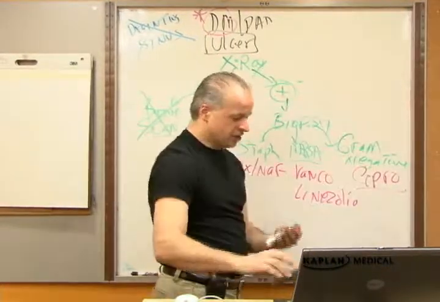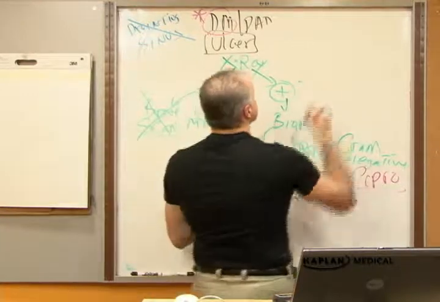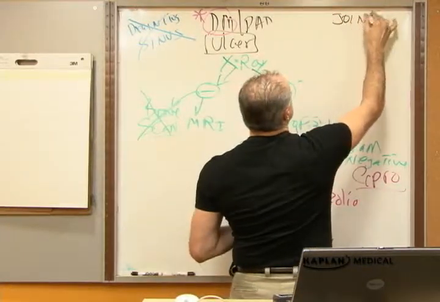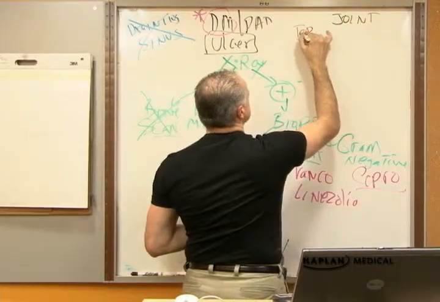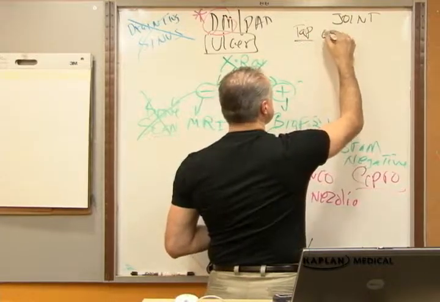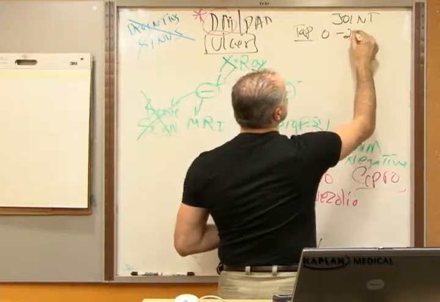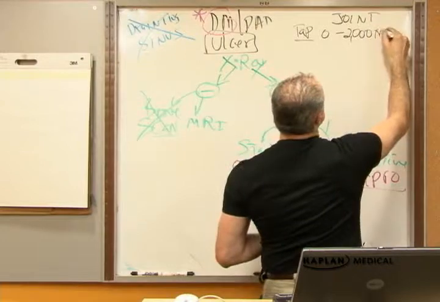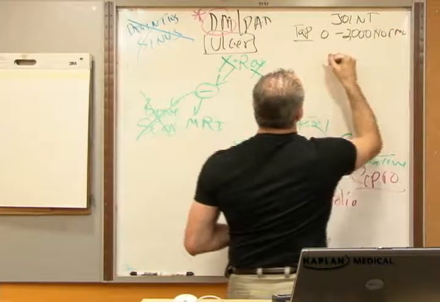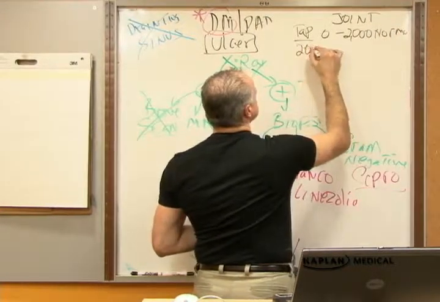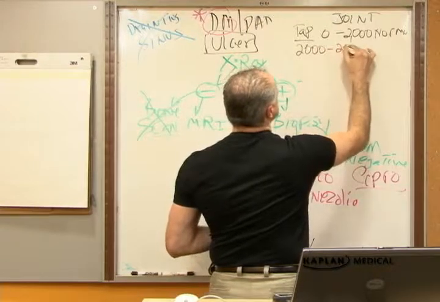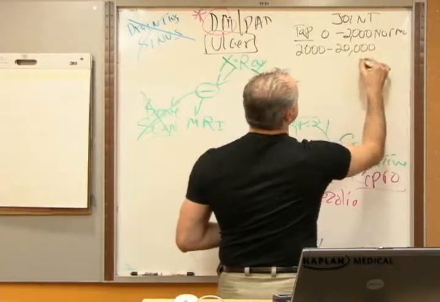Last issue here, joint infections. The joint infection, the first thing to do is tap the joint. Tap the joint. 0 to 2,000 cells is considered to be normal. If it's somewhere between 2,000 and 20,000, we consider that to be inflammatory.